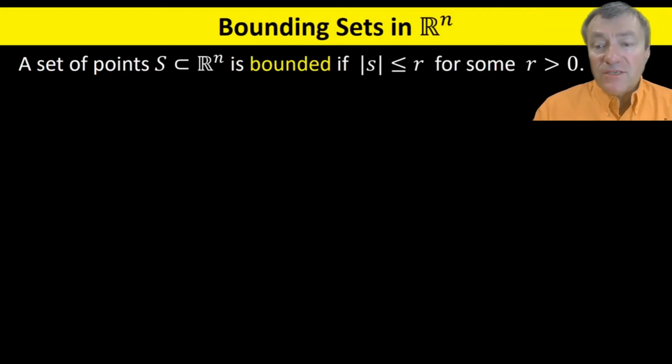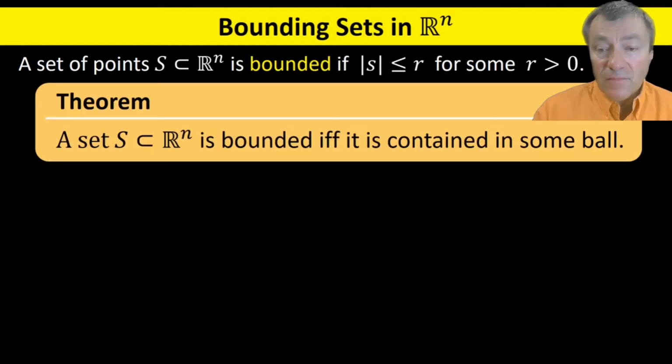Now, a set of points S in R^n is bounded if the norm of each point in that set is at most r, for some positive constant r. Bounding a set is a way of saying it does not extend off to infinity in any direction. Just to practice, here is an easy theorem. A set is bounded if and only if it is contained in some ball.